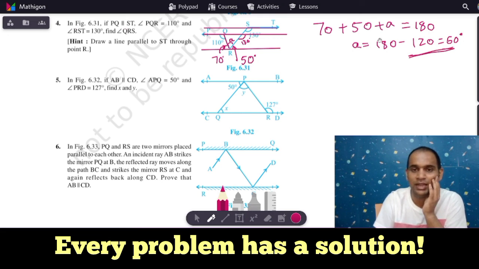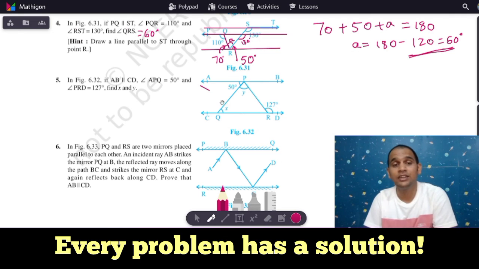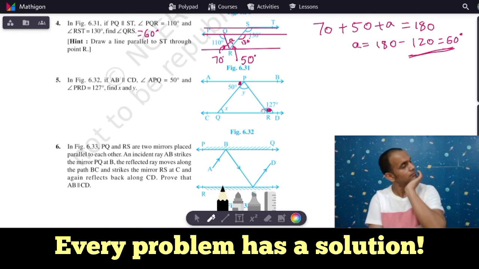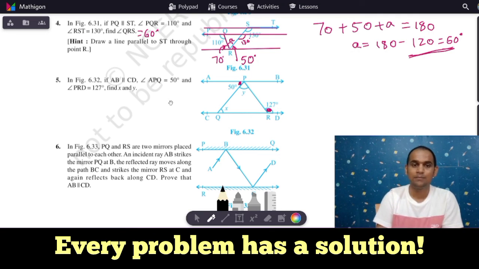So we have found the angle, and that is how we reach the final answer. Let's go to the next question. Figure 6.32 says if AB is parallel to CD, angle APQ is 50 degrees and PRD is 127 degrees. So we need to find x and y.